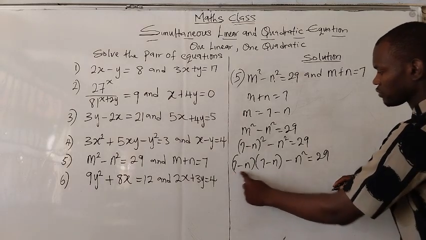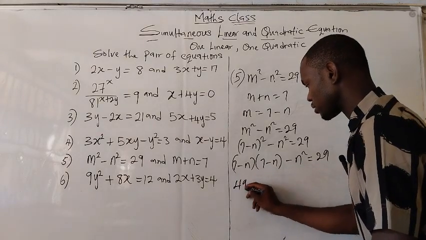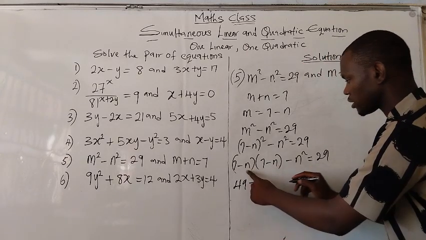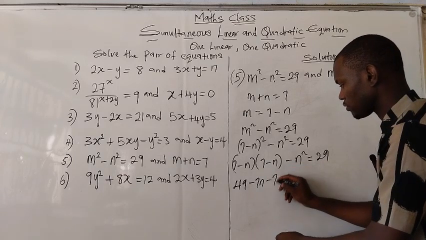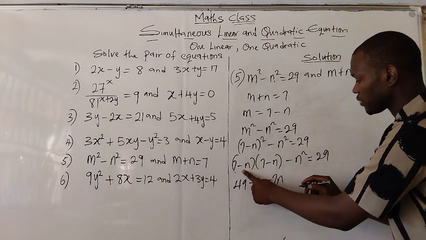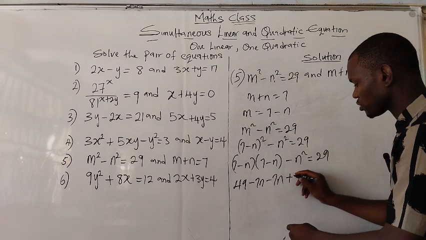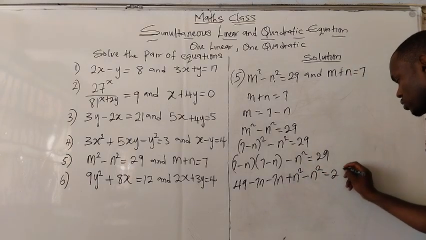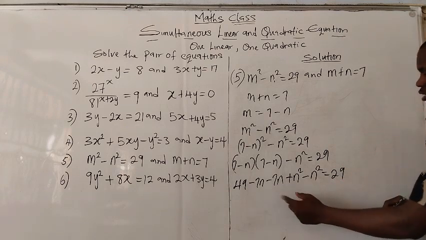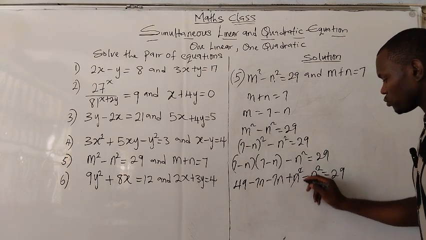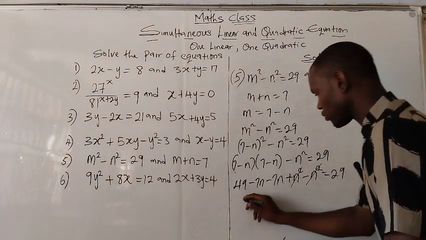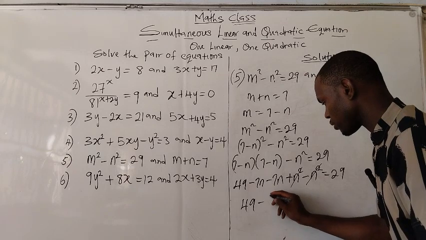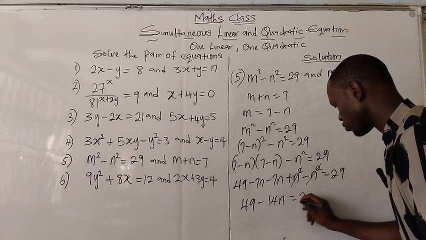Expanding the bracket, 7 times 7 is 49. 7 times minus n will give us minus 7n. Minus n times 7 is minus 7n. Negative n times negative n will give us positive n squared, minus n squared equal to what? 29. Then let us add and subtract. n squared minus n squared cancels. We now have 49 minus 7n minus 7n will give me minus 14n equal to 29.